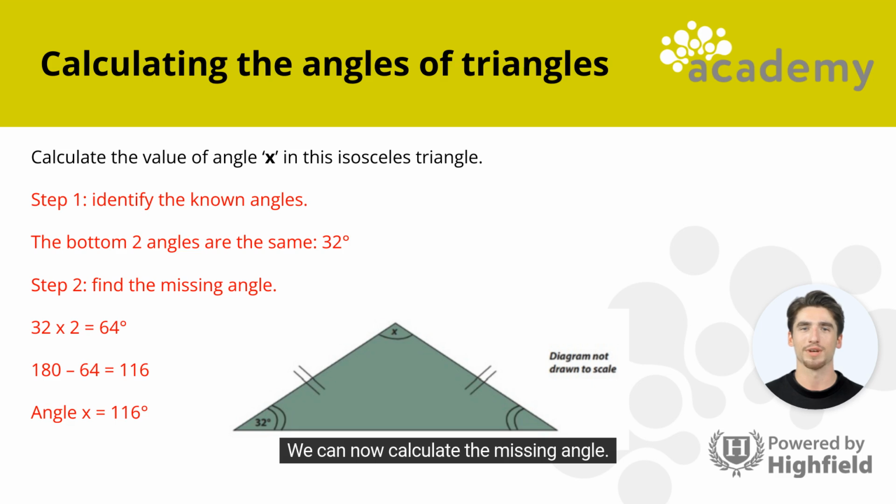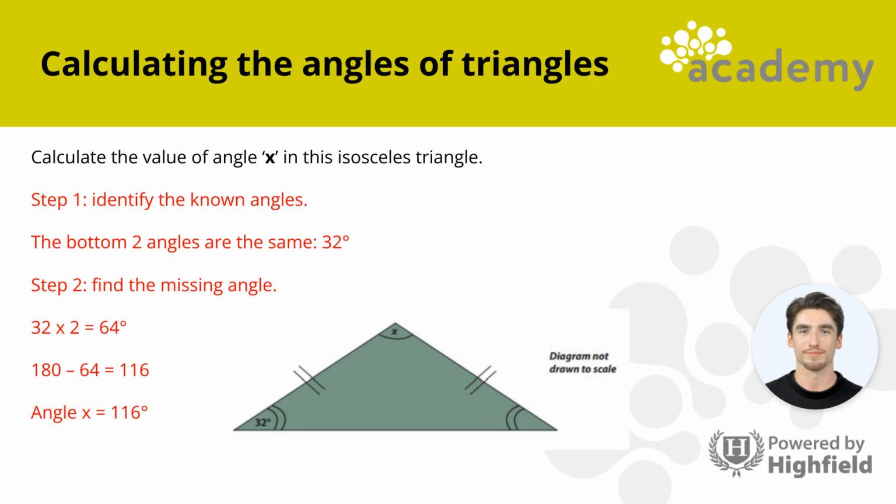We can now calculate the missing angle. 32 multiplied by 2 equals 64. 180 minus 64 equals 116. Angle X equals 116 degrees.